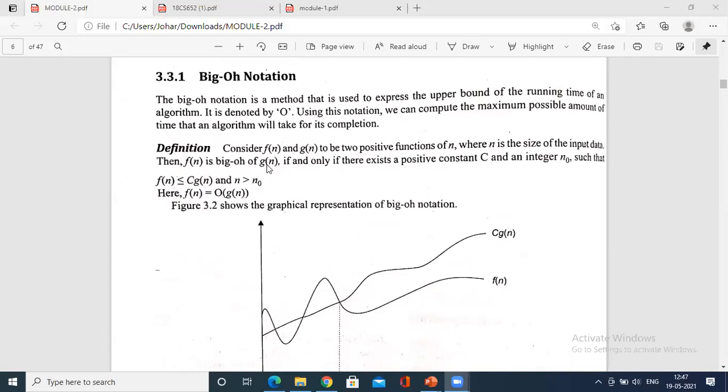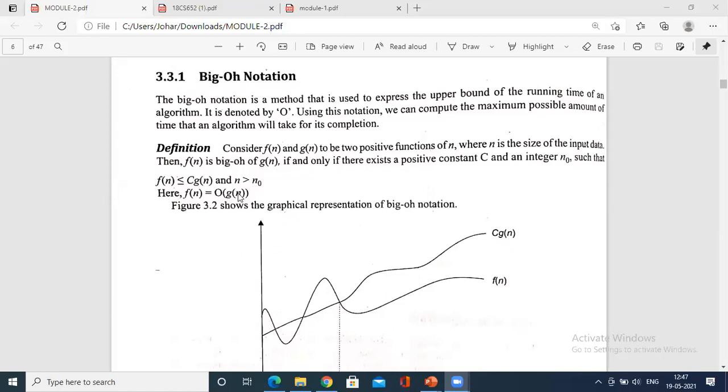So the notation is used to represent the upper bound of the running time of an algorithm. It is denoted by big O. By using big O notation, we can compute the maximum possible amount of time that an algorithm will take for its completion, either with respect to time or with respect to memory. So you are measuring the time complexity, how fast your algorithm is going to execute, using big O notation. So the function is f of n equals big O of g of n.